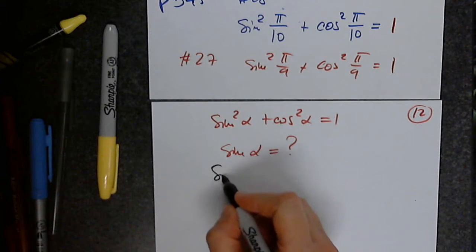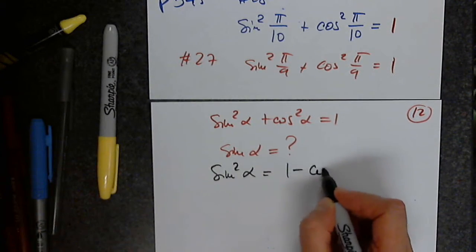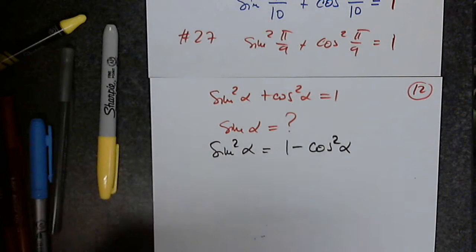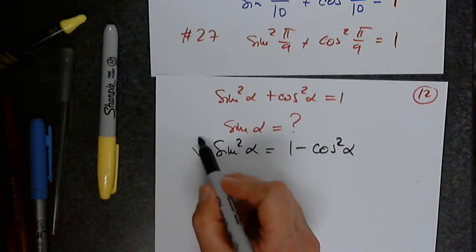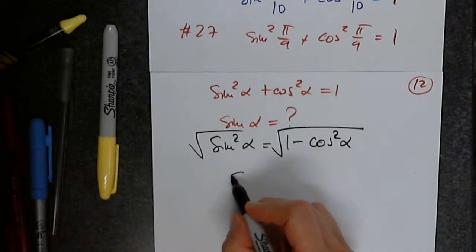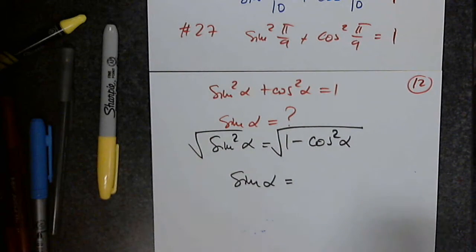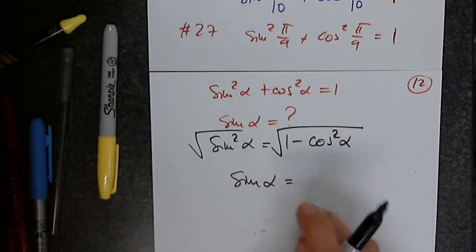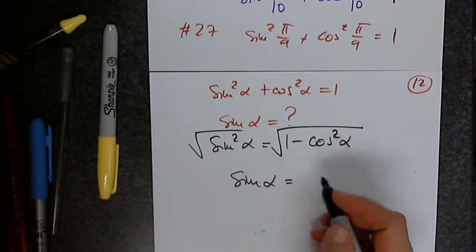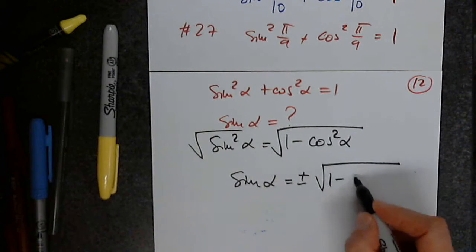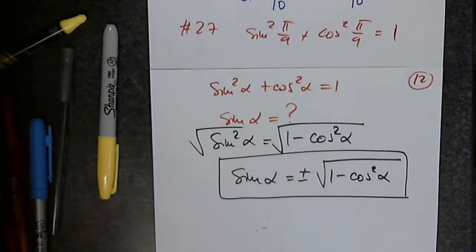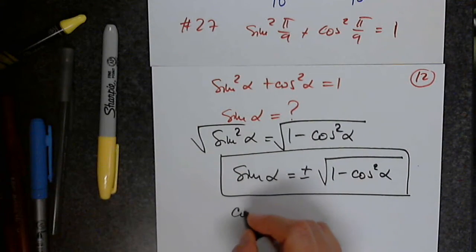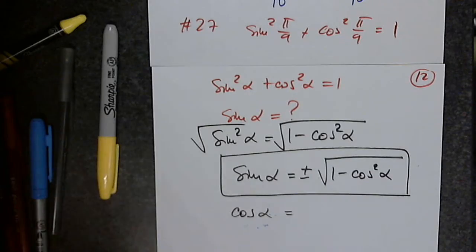Of course. Sine squared equals 1 minus cosine squared alpha. Now what should I do to both sides to get sine by itself, not sine squared? Excellent. Take the square root of both sides. So then I have sine alpha equals... I'm missing something very important, crucial here. Square root of 1 minus cosine squared alpha. This is another very important identity. But what if I want to find cosine alpha? Can you figure it out?